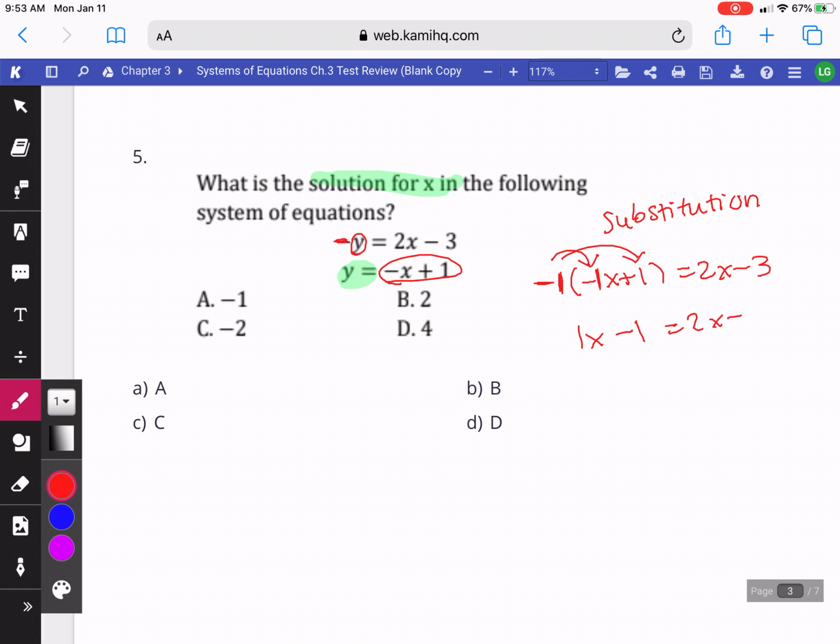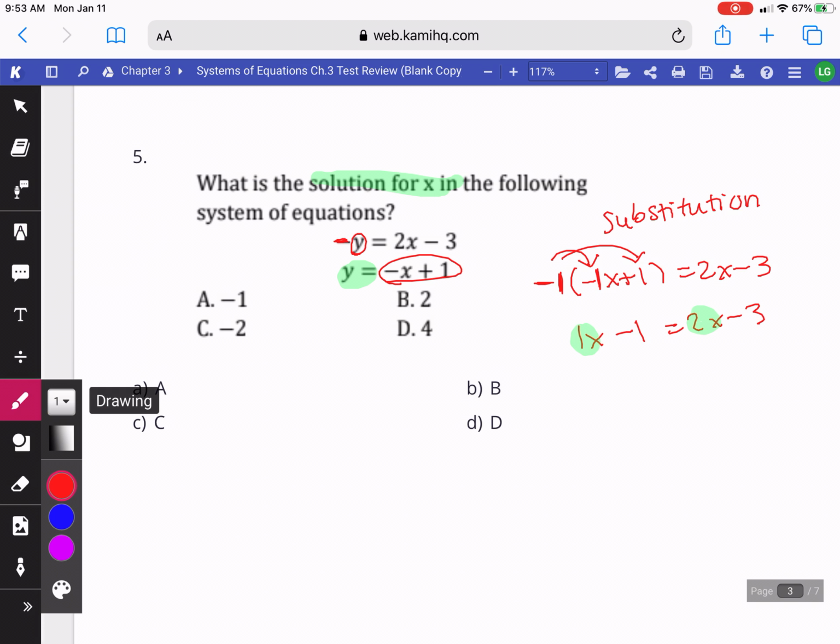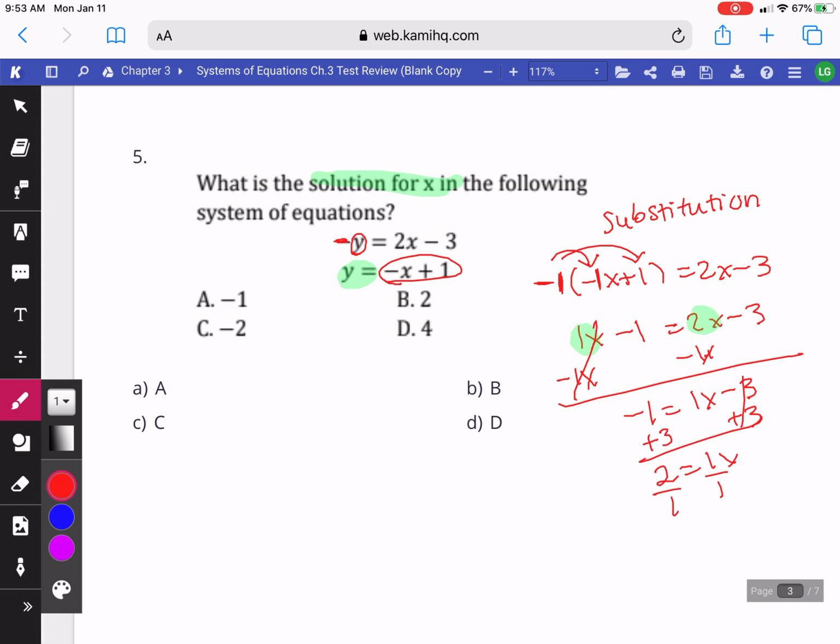This one, I have an x on both sides. I like to undo the smaller one, so I'm going to do minus 1x. And I can continue solving from there. So I get 2 as my answer for x.